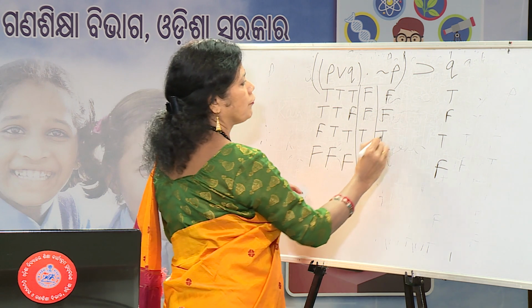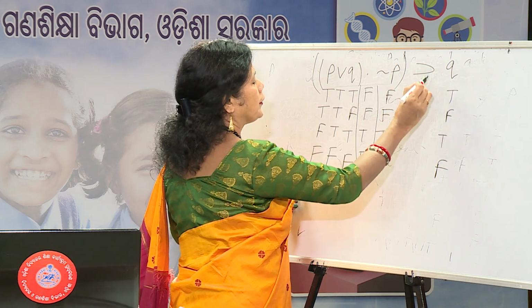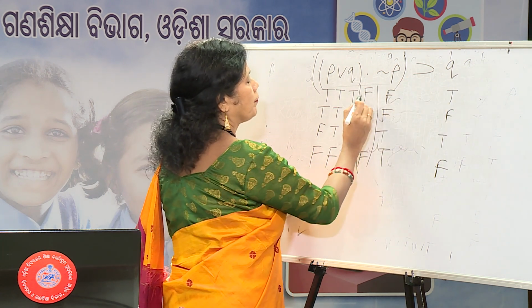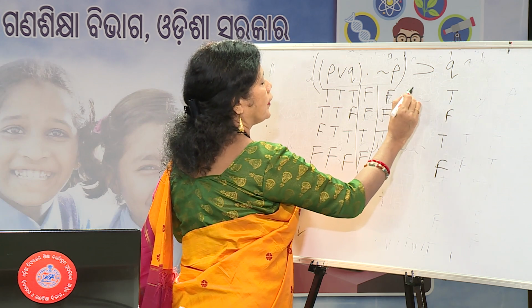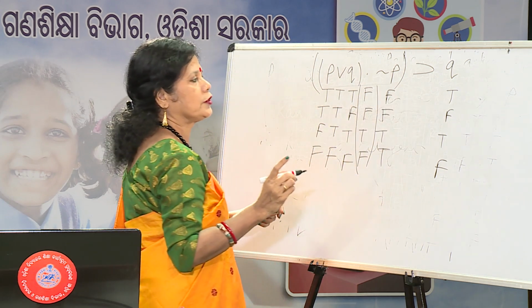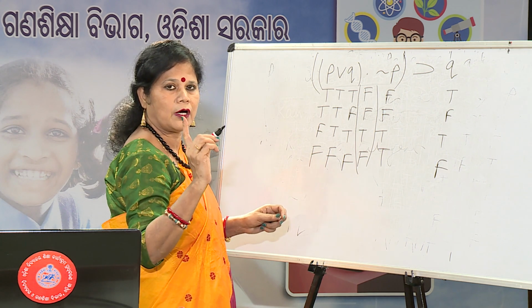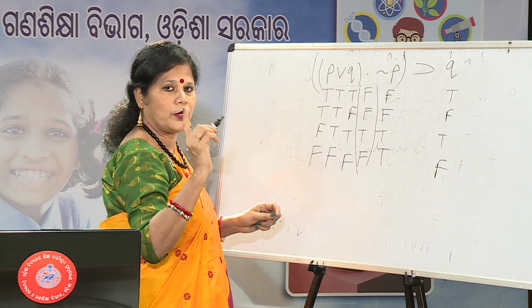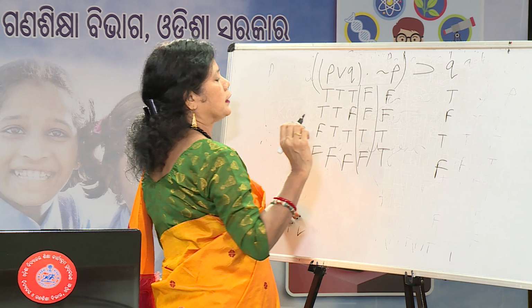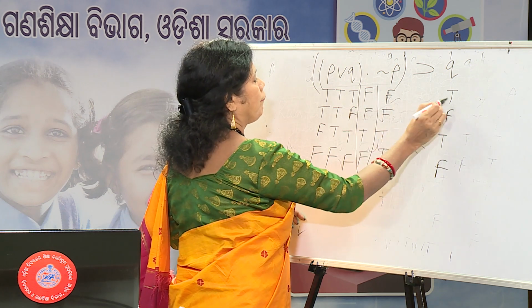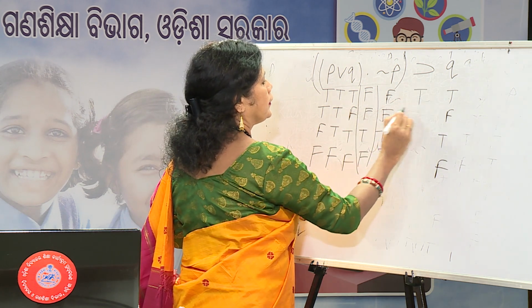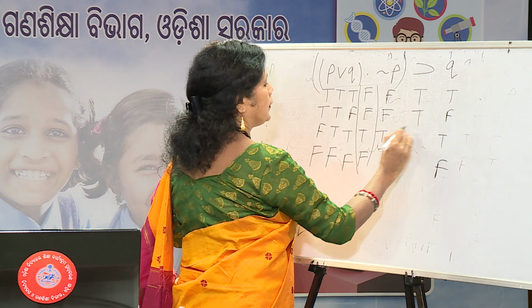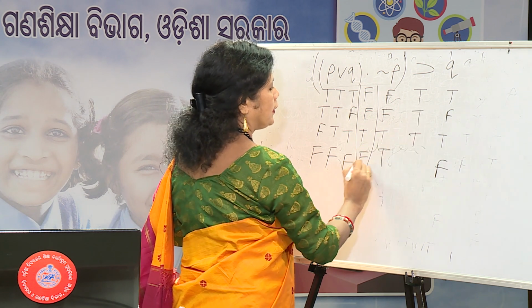Now this conjunctive function, P and Q, now we will make an implicative function. F T. Implicative function is false under only one condition, when antecedent is true, consequent is false. F T T, F F T, T T T, F F T.